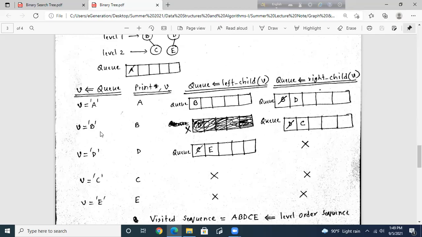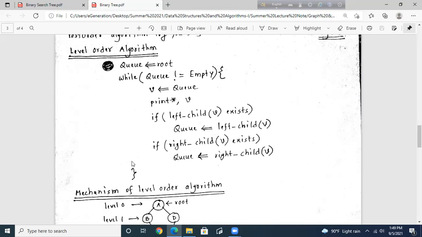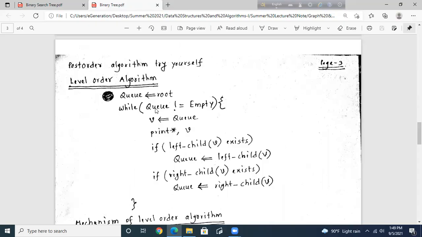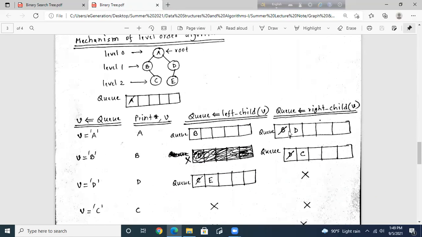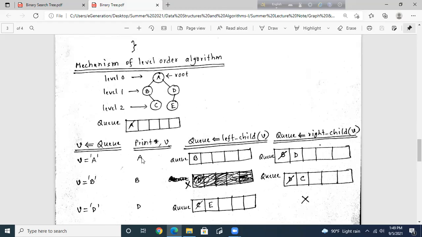So now, dear student, because it is under the loop, the loop will continue. The loop will check whether Q is empty. No, because inside the Q I have B and D. So at first I have to delete B because it is the first element. We know that Q is a first in first out data structure. So B equal to B. Now print B. I have printed B.